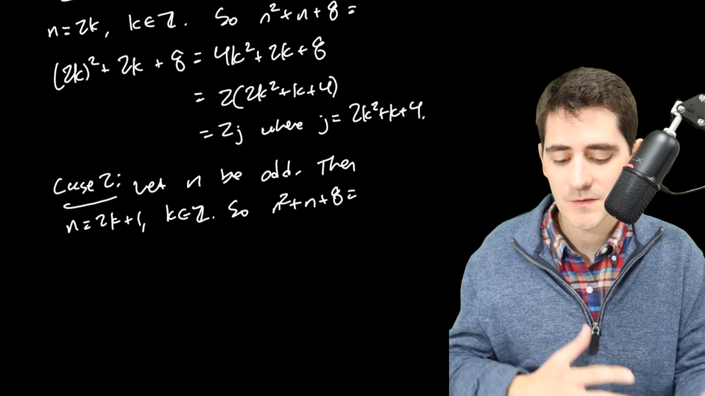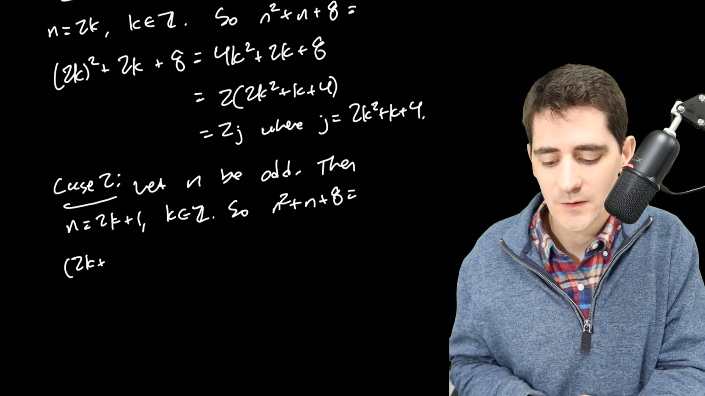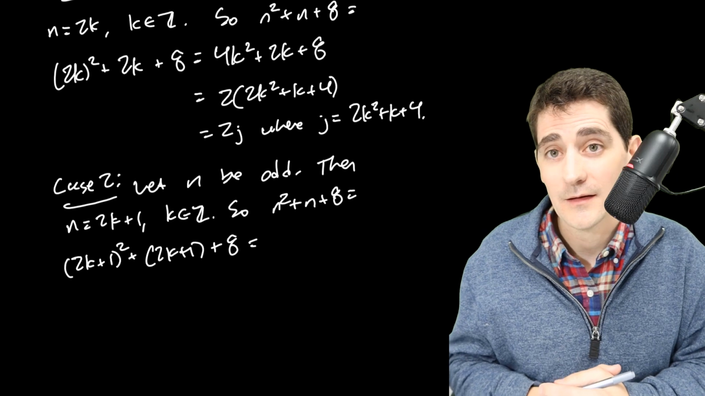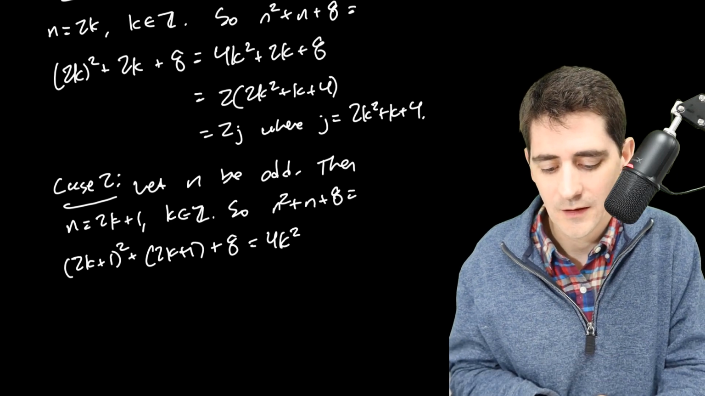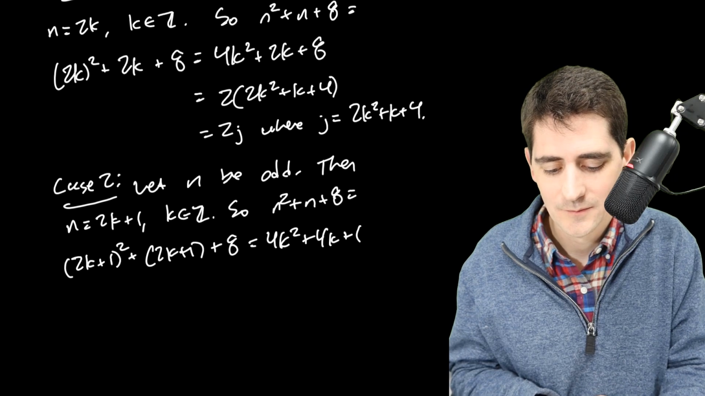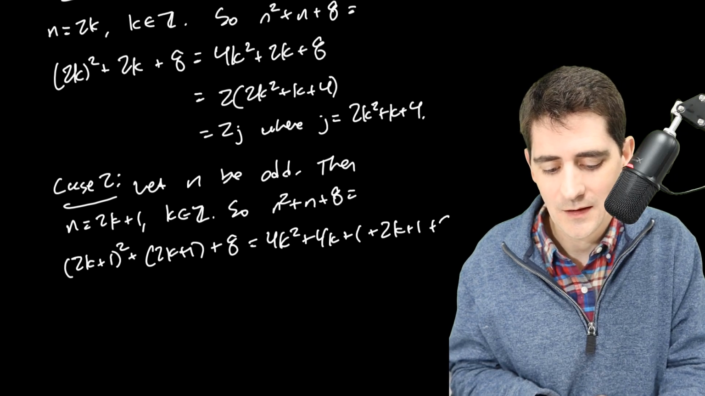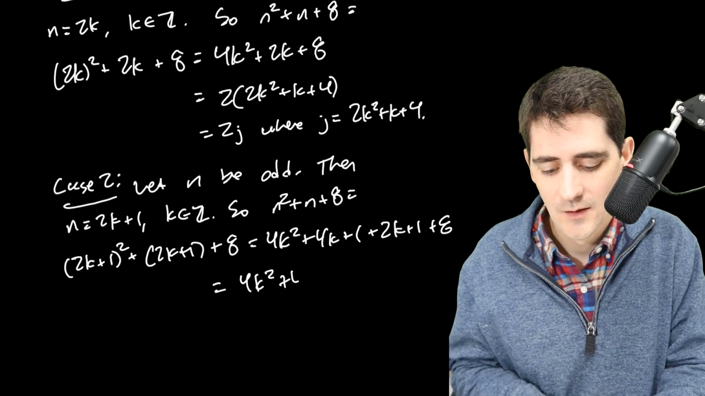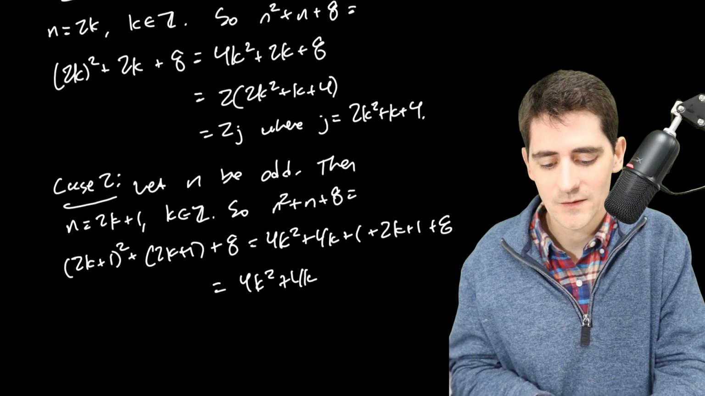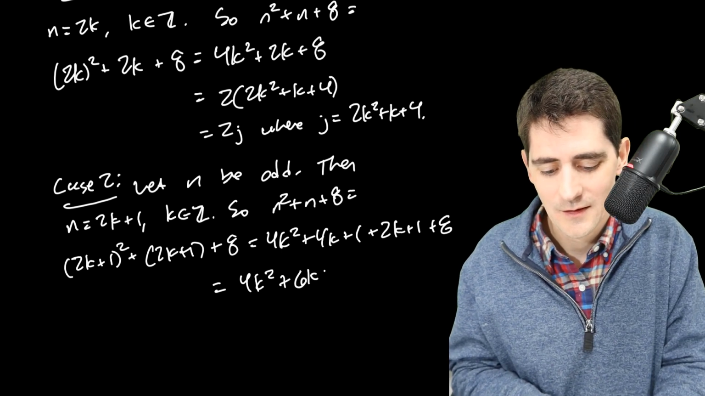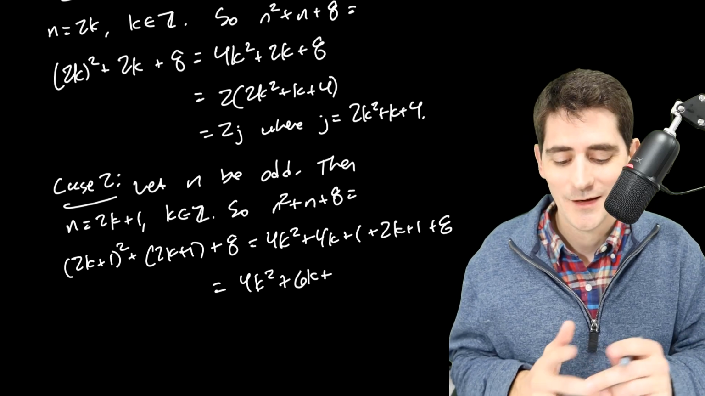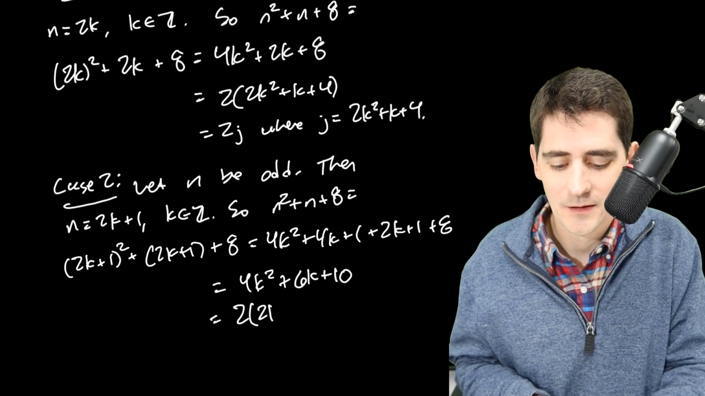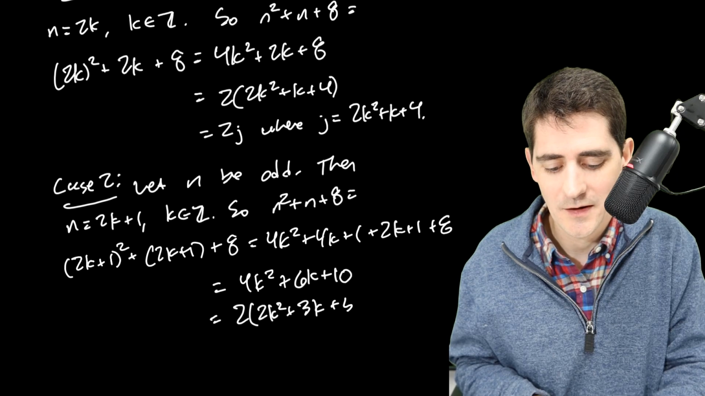But we know n squared plus n plus 8 is the same thing as (2k plus 1) squared plus 2k plus 1 plus 8. And we've got to do some foiling again. We get 4k squared plus 4k plus 1 plus 2k plus 1 plus 8. And hopefully that ends up being even. I think it does, because I get 4k squared plus 4k. Actually, we could combine some like terms now, right? We get 6k, and then we have 2 plus 1s and an 8, so let's go plus 10. That's even because I can factor out a 2 out of everything: 2 times (2k squared plus 3k plus 5).